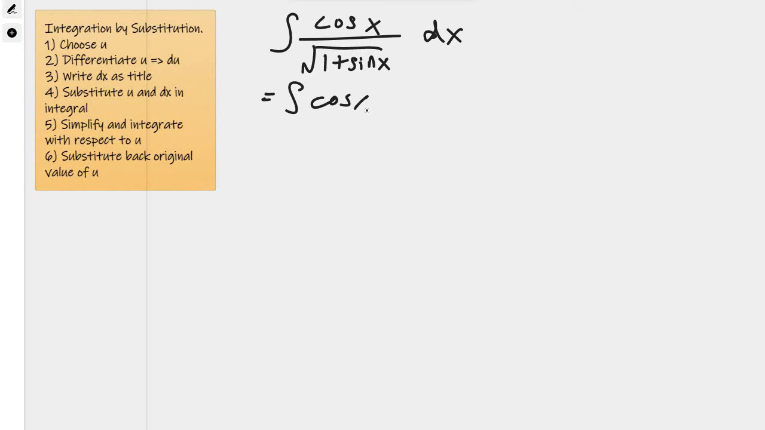So I have cos x. Okay, I bring this one to the numerator. So I will have 1 plus sine x to the power of negative 1 over 2. Okay, I change the power, I get 1 over 2. So I change the position from denominator to numerator, so I need to multiply the power by negative.